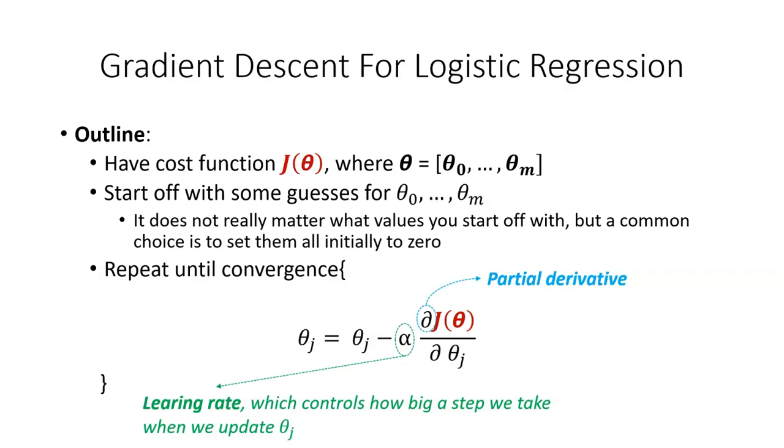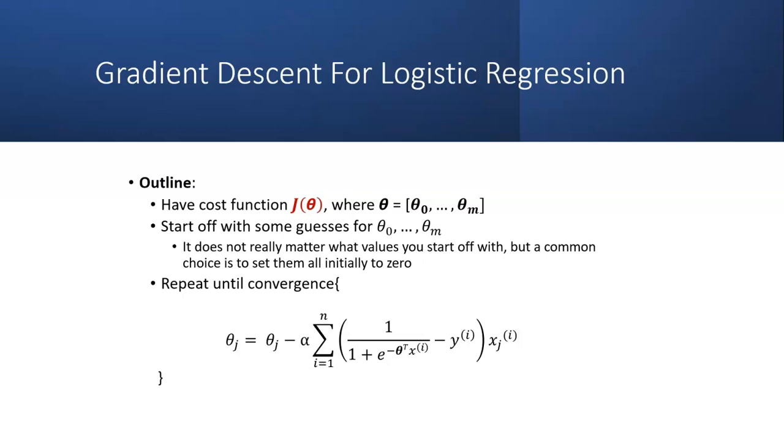Then we have a learning rate, which we represent with alpha. It basically controls how big a step we take when we update theta j, and we update all the theta j simultaneously at a time. It's important to update all the thetas from 0 to m. There is a tip here: it doesn't matter what value you start with, but the common practice is to start with 0, and you repeat until convergence.